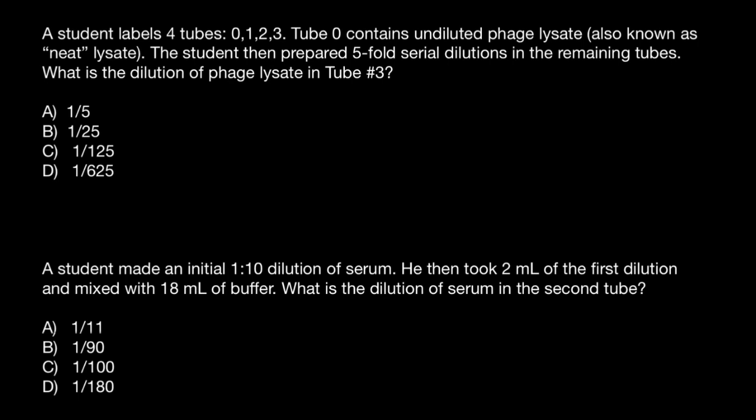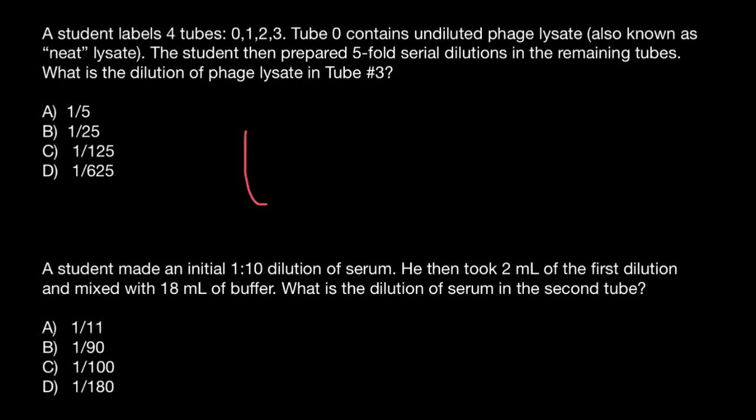Today we are going to talk about how to find dilution factor and dilution. So here is the first problem. A student labels 4 tubes 0, 1, 2, 3. Tube 0 contains undiluted FH lysate, also known as neat lysate. The student then prepared 5-fold serial dilutions in the remaining tubes. What is the dilution of the FH lysate in tube number 3?